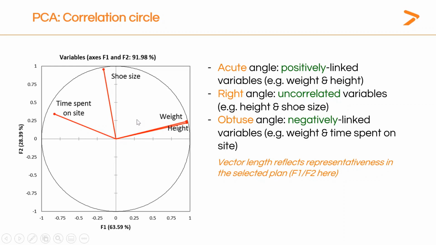Otherwise, imagine we had one variable associated with a short vector. Consequently, this variable cannot be interpreted in this plane, but could maybe be interpreted in the 3rd or 4th dimension of the PCA. But now we can stick to F1 and F2, dimensions 1 and 2, because all the variables are well represented.